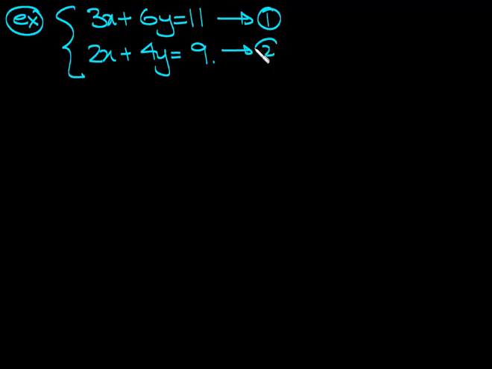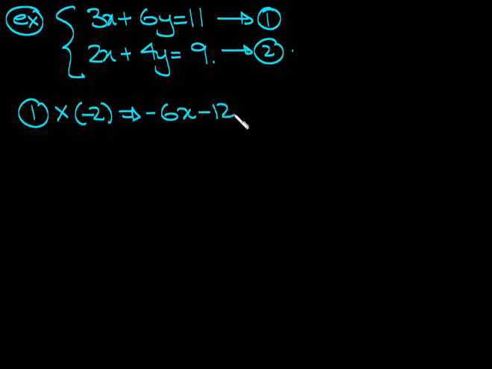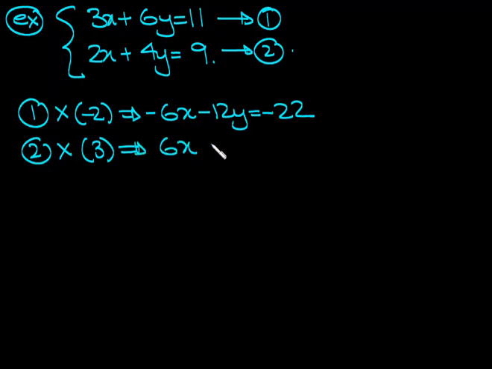Okay, so I'm going to eliminate x. I'm going to multiply the first equation by negative 2, because the common multiple of 2 and 3 is 6. Okay, so I want to make both of these 6's, except one positive 6 and one negative 6. So I'm going to multiply the top one by negative 2 and the bottom one by 3. Or I could have done the top one by 2 and the bottom one by negative 3. You have to have one negative and one positive. So this tells me I have negative 6x minus 12y is equal to negative 22. And the second equation we're going to multiply by 3. So we get 6x plus 12y is equal to 27.